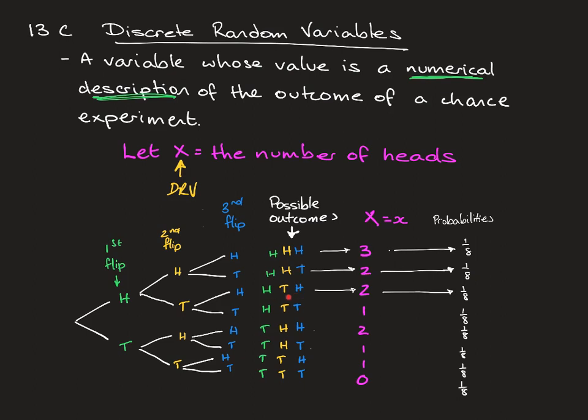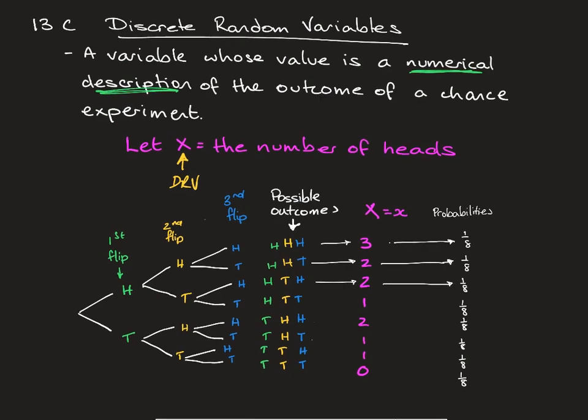This outcome also has 2 heads, so its value for x is 2. This one has 1, this one has 2, this one has 1, this one has 1, and this one has none. And you can see here that I've got multiple occurrences of the number 2 and of the number 1. So I can actually use this x value to simplify this whole tree down a little bit. And that's what discrete random variables help you to do.